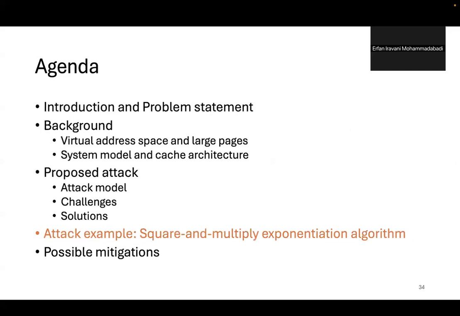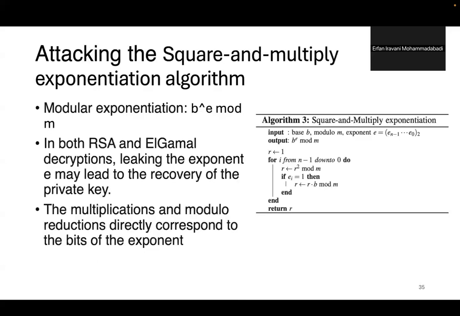Okay, now we will take a look at an attack on the square and multiply exponentiation algorithm. So modular exponentiation is raising a number b to the power e modulo m. This operation is fundamental in public key cryptography, particularly for encryption and decryption. So the algorithm shows how it's computed bit by bit.